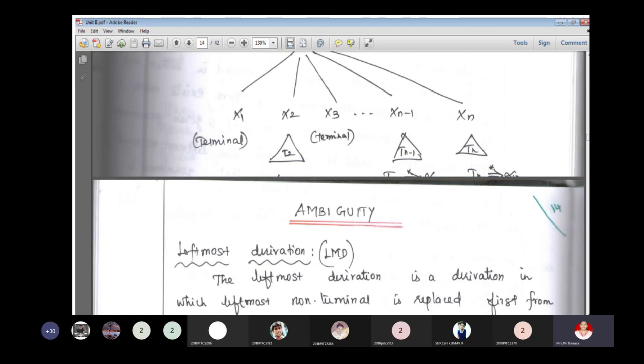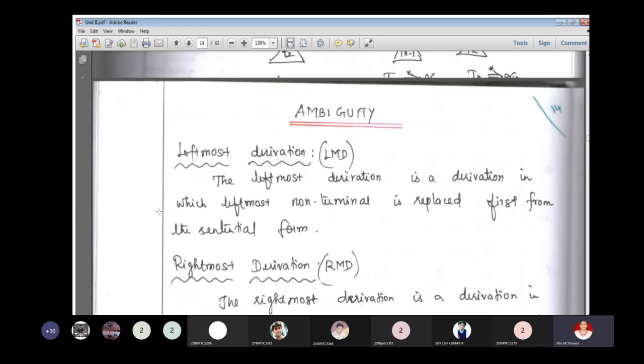Okay, next. When we talk about a language, definitely we'll have ambiguity. Similarly, some grammars may be ambiguous grammars. In order to learn about this ambiguity of the grammar, first we have to know two kinds of derivations: leftmost derivation and rightmost derivation. First we'll see the leftmost derivation.